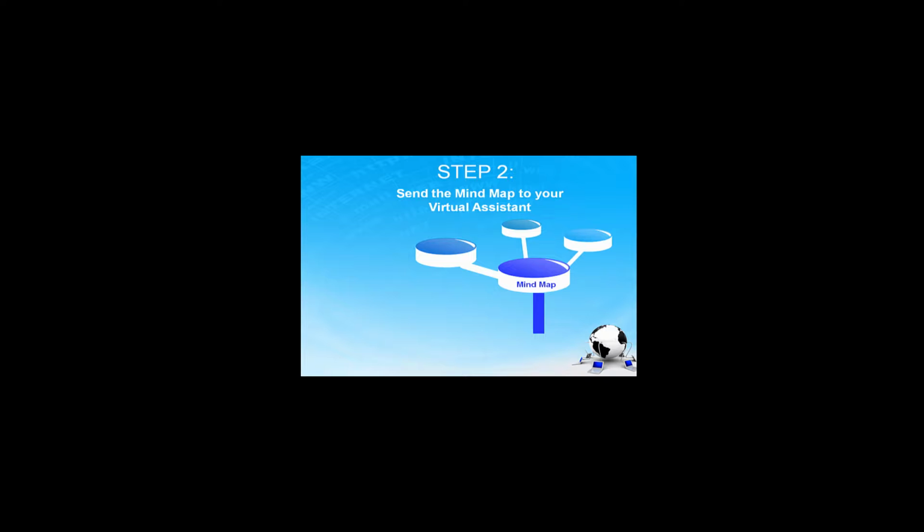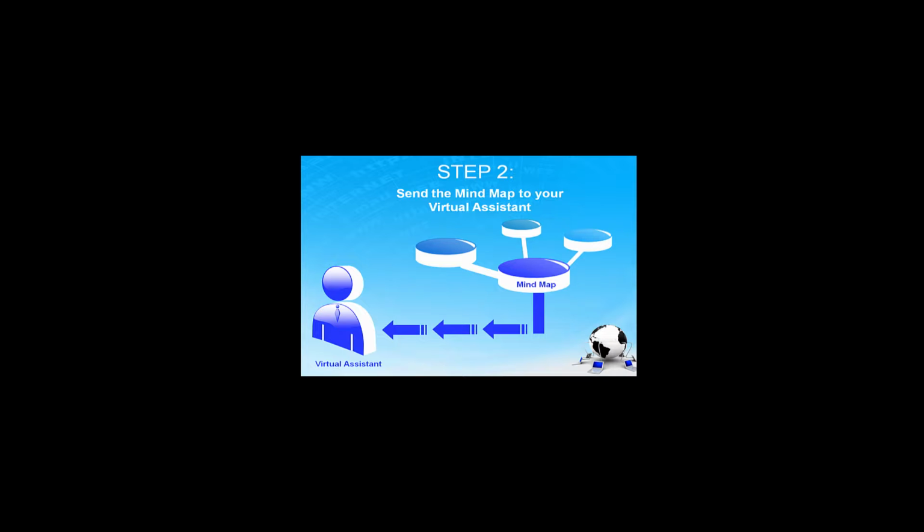So step 2 is you want to send the mind map to your virtual assistant, and all steps from this point forward will be done by your virtual assistant. So the only step that you're actually doing in the content leverage system is creating the mind map and making a Keynote video or a Camtasia video of you talking around the mind map.